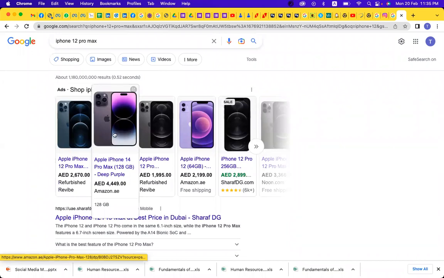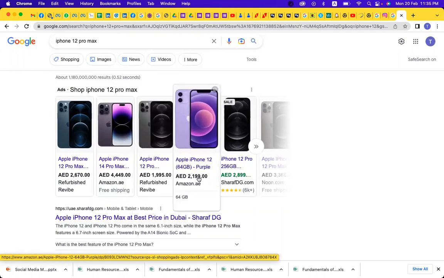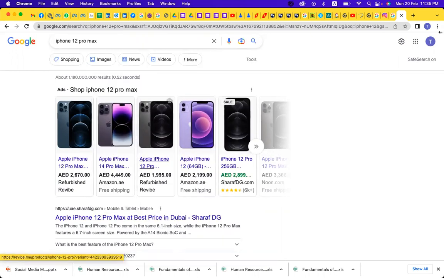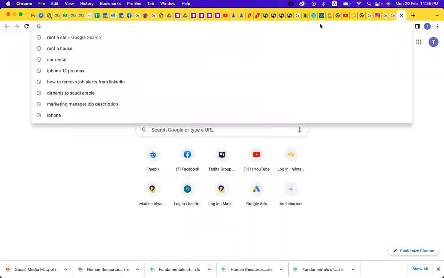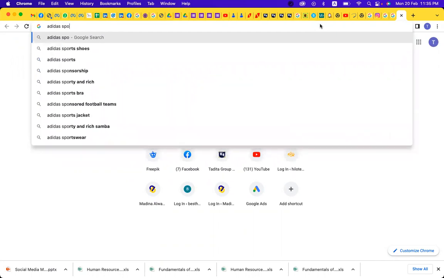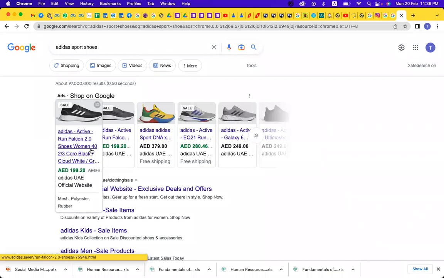The next one here is iPhone 14 Pro Max, sold by Amazon: the name of the product, the image, the price, and the name of the company selling that product. Same with this. Revibi is selling this, Amazon is selling this, Sharaf DG is selling this. These are examples of shopping ads. Now let's go to, say, Adidas sport shoe. You see Adidas sport shoe, these are products. We have the image, the name of the product, the price, the company selling that product, and so on and so forth.